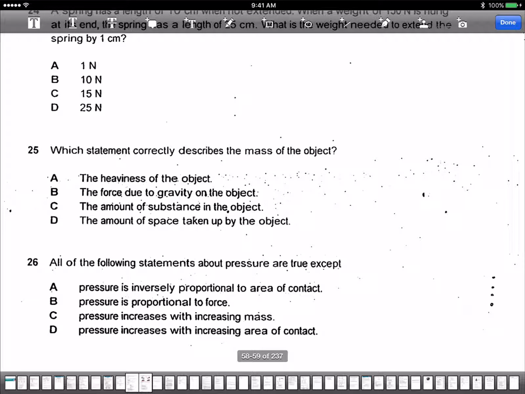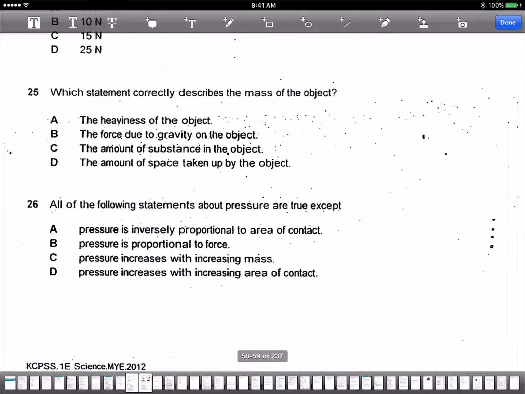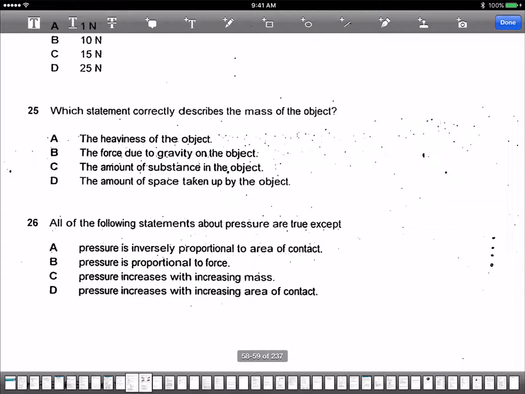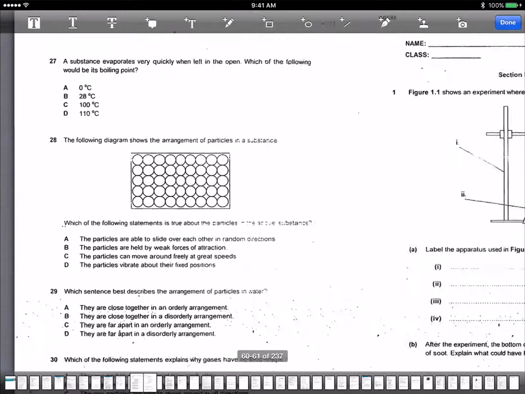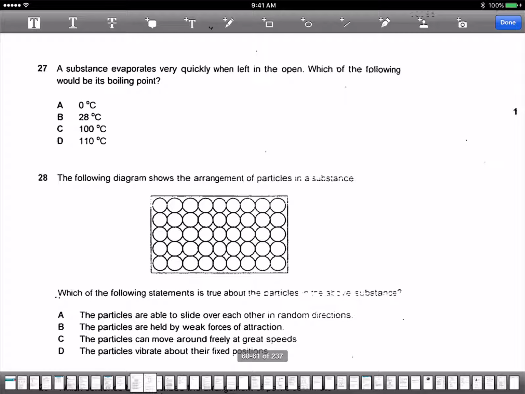Alright, next. All of the following statements about pressure are true except. D, pressure increases with increasing area, cannot be. We already said that when the area increases, the pressure decreases. So 26 is D. Next one, 27. A substance evaporates very quickly when left in the open. Which of the following would be its boiling point? Answer is B. 27 is B. How come? Because it evaporates very quickly left in the open. So in the open could be 30-something degrees Celsius, right? So when the boiling point is very close, it will evaporate faster.